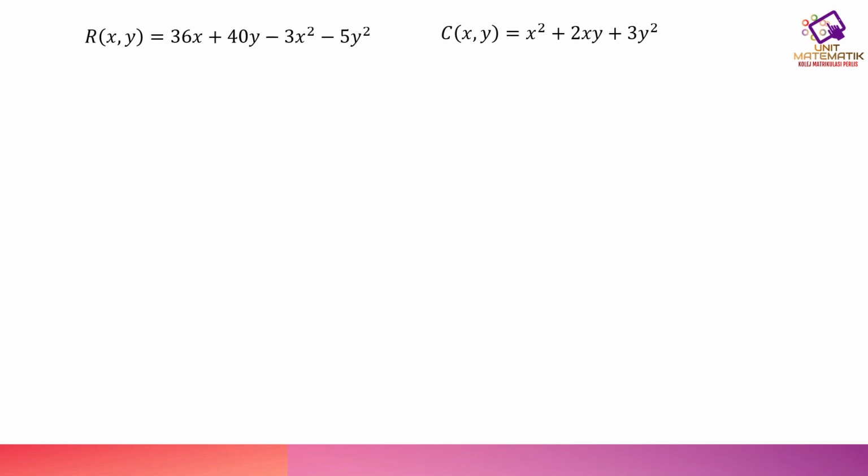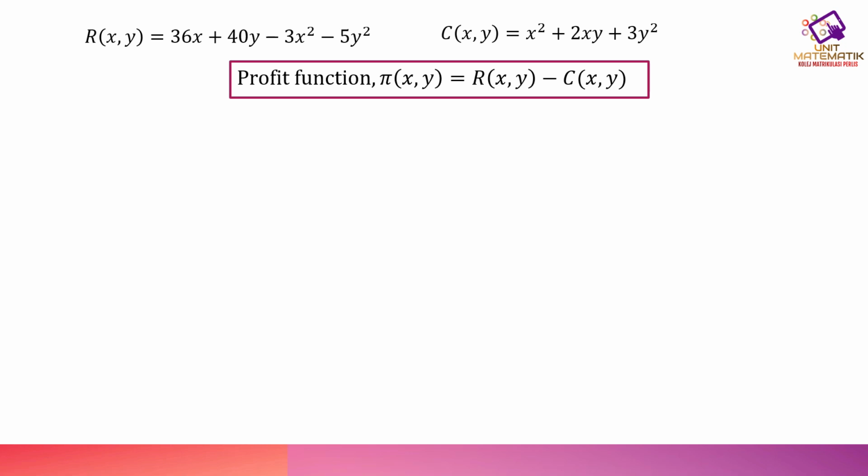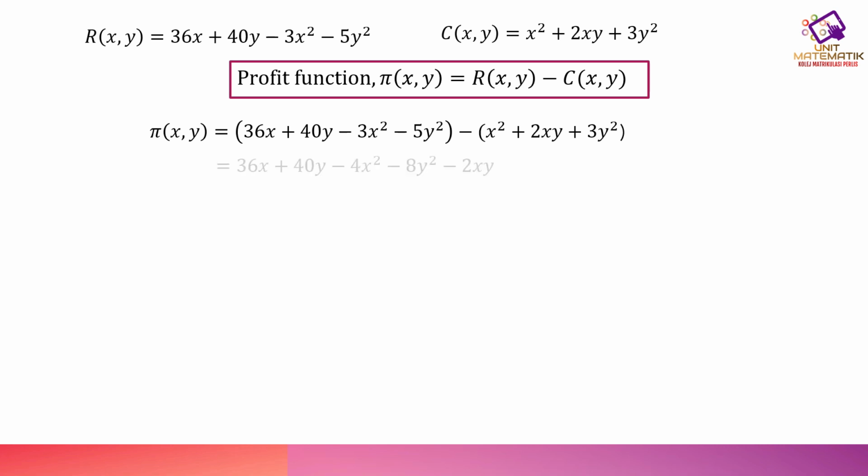Okay, from these two functions, total revenue function and total cost function for both products, now we can proceed to find the profit function. We subtract the two functions. So we get the profit function 36x plus 40y minus 4x squared minus 8y squared minus 2xy. Now we can proceed to maximize the profit.